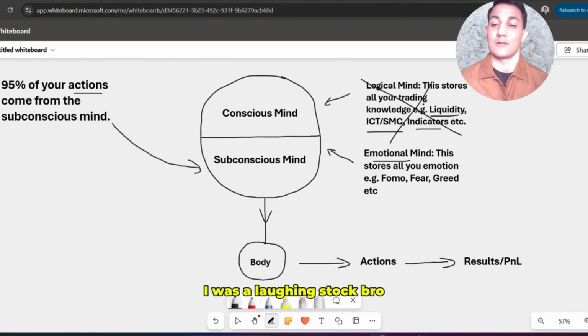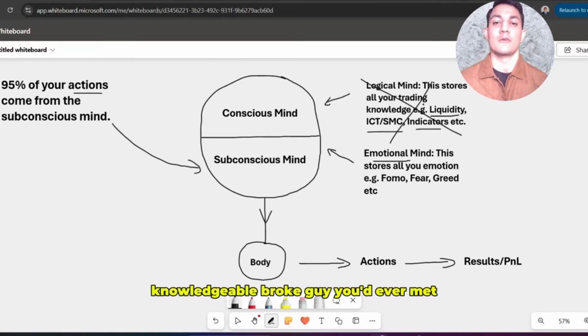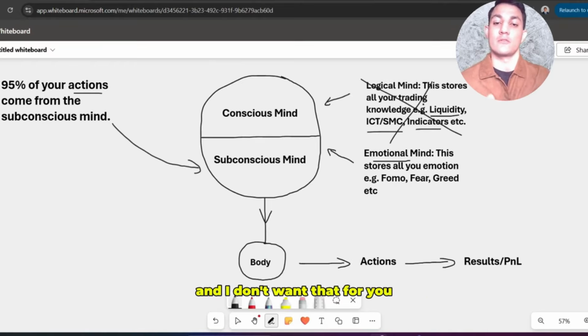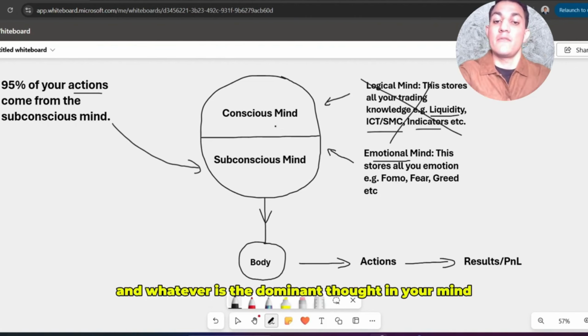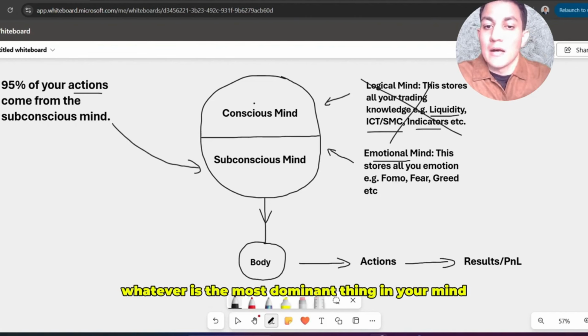And I was a laughing stock, bro. I was a laughing stock to all my mates because I was the most wise, knowledgeable, broke guy you'd ever met. And I don't want that for you, because it took 2 more years of me having a model that worked but not making money, all because of my subconscious mind, right? Your subconscious mind has all of your emotions, FOMO, fear, and greed. And whatever is the most dominant thing in your mind comes and gets expressed through your body.